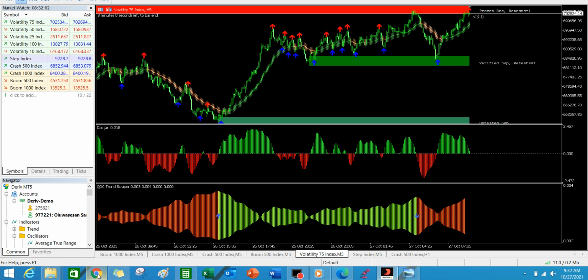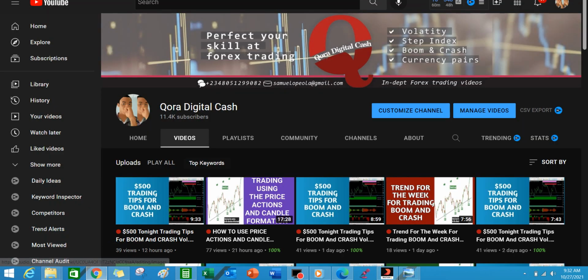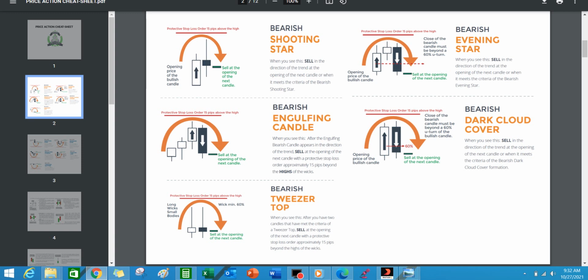Okay, so let's go straight to our prepared sheet so that we will be able to continue from where we stopped yesterday. Yesterday I spoke to us about two types of candle formation for a sell signal. We discussed the shooting star, the bearish shooting star, and also the bearish evening star. These are the two types of candle formation we discussed. We'll be discussing the rest today for the bearish market, which is the downtrend market. So the next one we should be looking at is the bearish engulfing candle.